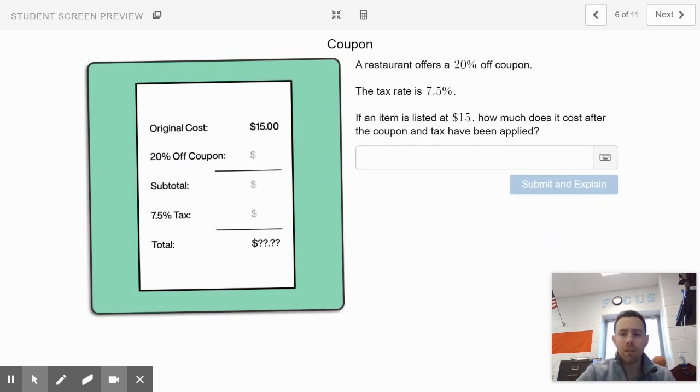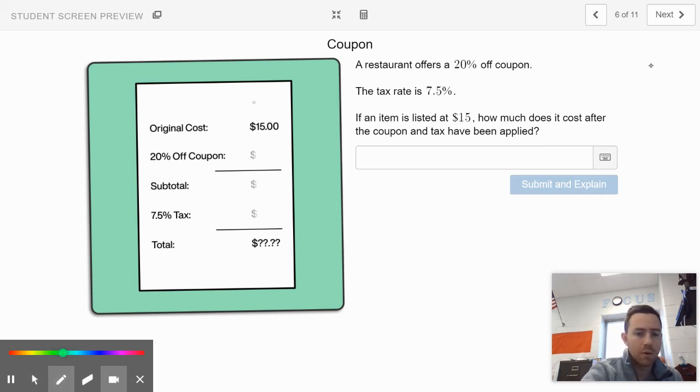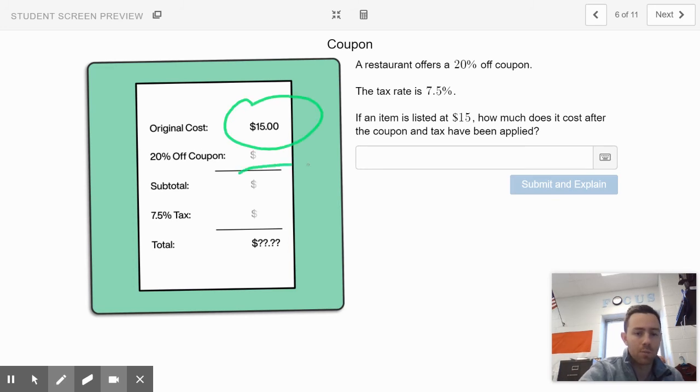Awesome job. On slide 6, you're offered a 20% off coupon. Your job will be to try to figure out how to take 20% off of the original cost of 15. You'll find a new total. Remember, 20% off is like a subtraction. It's called a discount, and then you'll actually find the tax and add it. That's how it works in the real world.